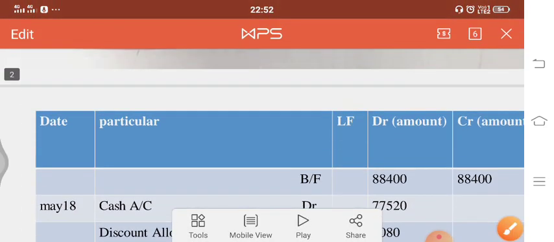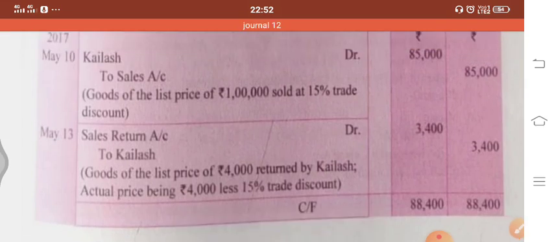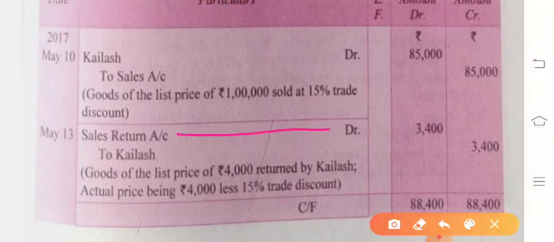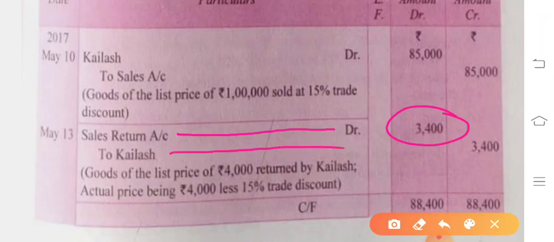So here you can see your journal entry. Since sales goods have a credit balance, if they come back they will have a debit balance. So sales return account debit 3400. We have discussed the amount. Who is returning goods? Kailash. So Kailash, being a person, is the giver of the goods, and hence to Kailash account.